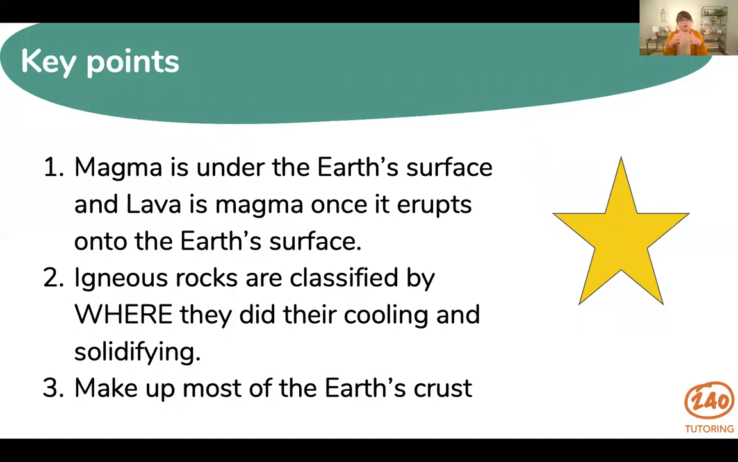Okay, so just to clarify that for you, igneous rocks are classified by where they did their cooling and solidifying. So if it was magma under the Earth's surface that cooled and solidified, it would be intrusive, slow and below. If it were lava that cooled and solidified above the Earth's surface or at the Earth's surface, it's going to happen quickly, and that's going to be your extrusive. Igneous rocks make up most of the Earth's crust. Okay, so if you see a question like that, which type of rock makes up most of the Earth's crust, we are talking about igneous rocks.